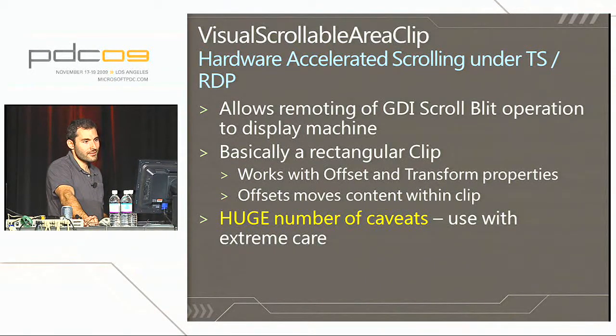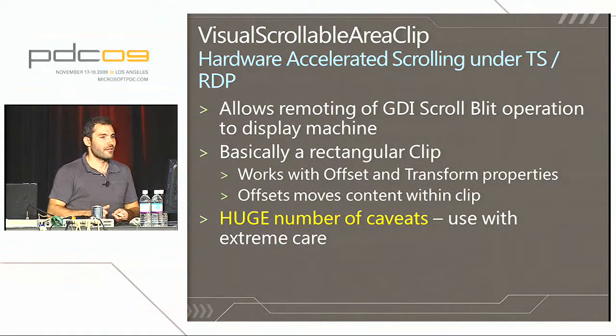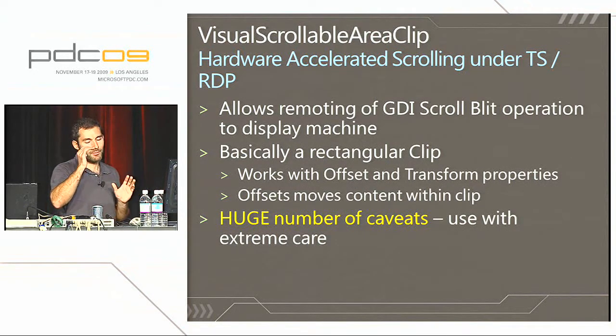So that's cache composition. We added something new, another feature called VisualScrollableAreaClip. This basically makes scrolling over TS much faster in a certain set of situations. I don't want to say this is the cure for all slow TS situations, but it basically allows you to remote a GDI scroll blit. Previously, if you had an application with a lot of text and you scrolled even 1 pixel, you would have to send a bitmap of that entire text content over from the application machine to the display machine, because there was no way to remote the blitting operation.